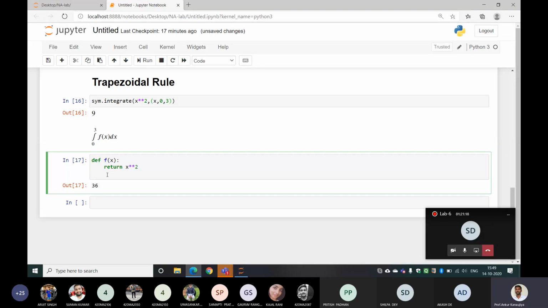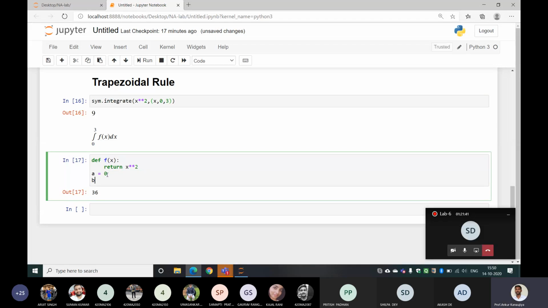Okay, so now what are the other things given? The function is given. Now what is given in the question? The limit is given, so I will write the limit also. Suppose the limit is from a to b, then the value of a is 0 and the value of b is 3. Up to this, I think no one has any doubt. Function and limit. Till now, I haven't started any trapezoidal rule. The value of a and the value of b.